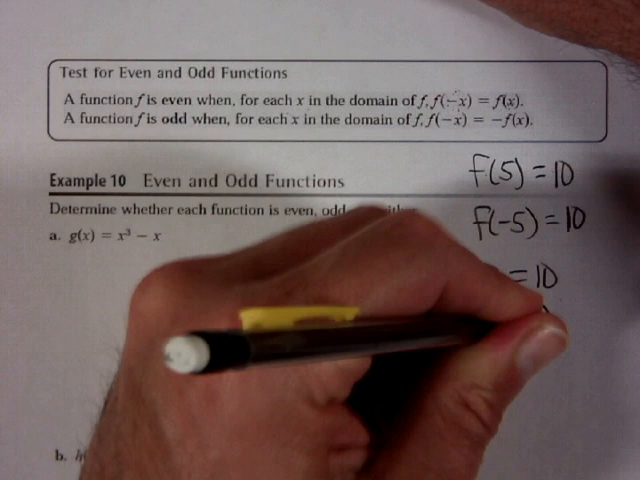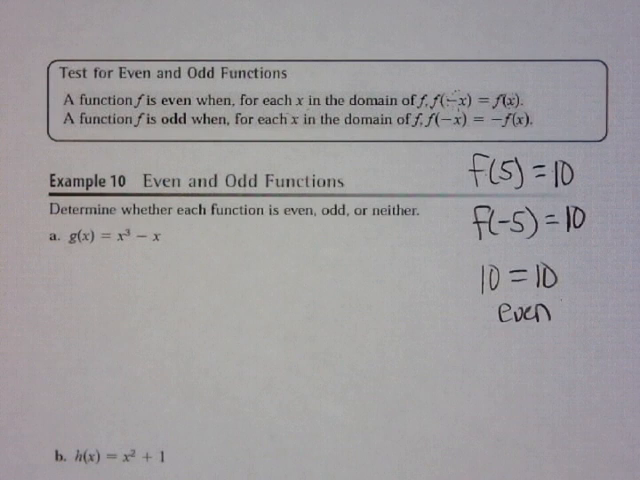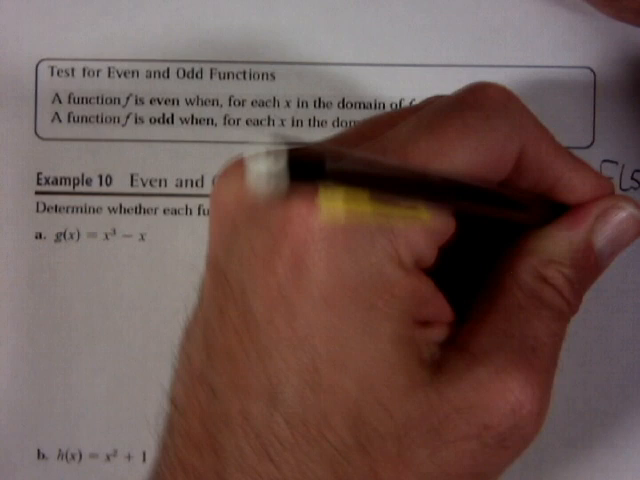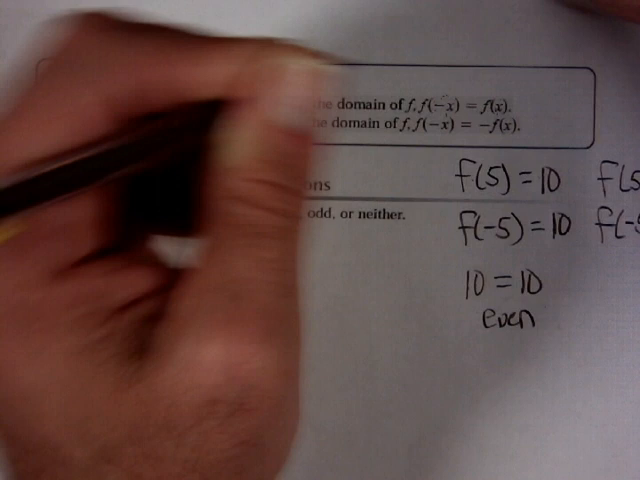It can't just happen for one. It's got to happen for every x in the domain. So we'll talk more about that here in a minute. But let me give you an example of what an odd function would look like when you plug something in. So let's say I plug in f of 5, and I get 10 again. But this time when I plug in f of negative 5, because this is a different function, I get negative 10.